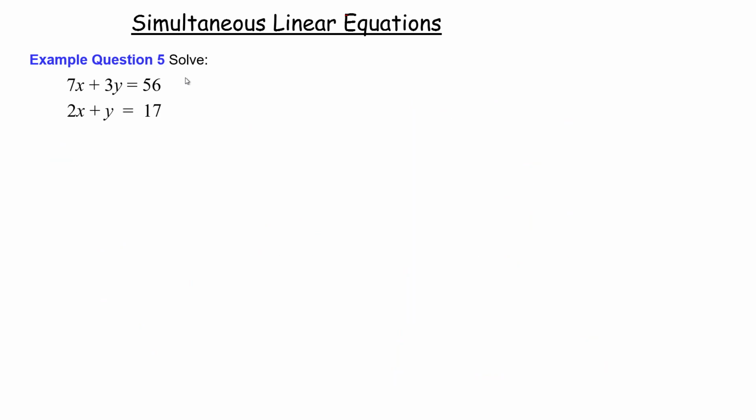Okay, this example, first things first, always label equation 1, equation 2. Again, I've got a problem. I've got 7 and 2 and 3 and 1. How can I make the coefficients the same this time? I can multiply equation 2 by 3.